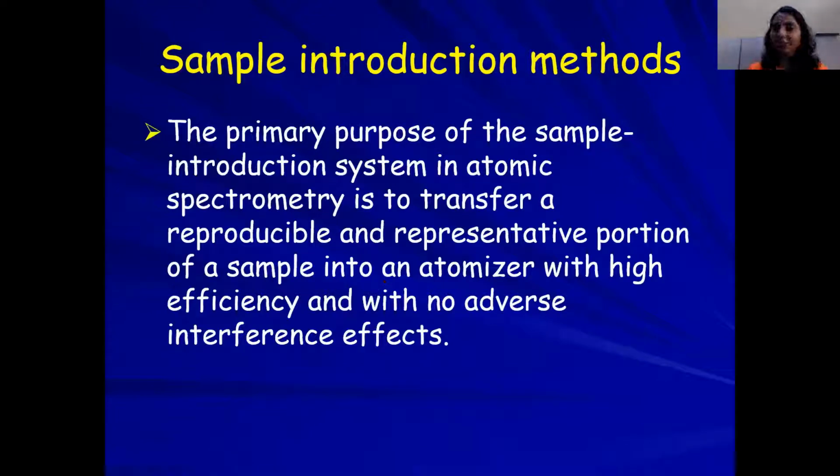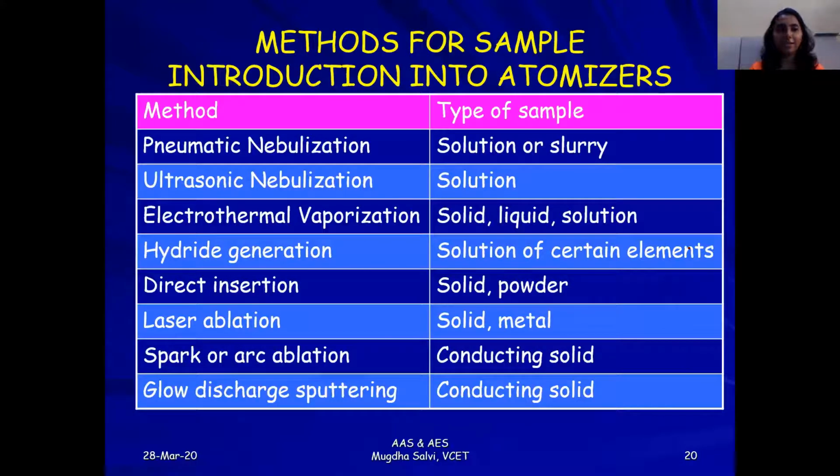How is the sample introduced? The primary purpose of the sample introduction system in atomic absorption spectrometry is to transfer a reproducible and representative portion of the sample into the atomizer at a very high efficiency. So what exactly do we mean by this?